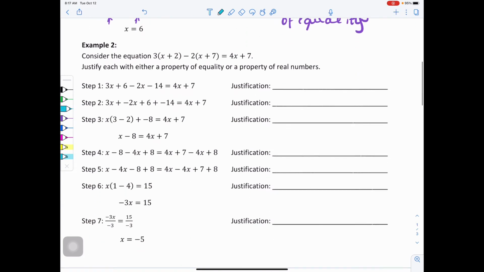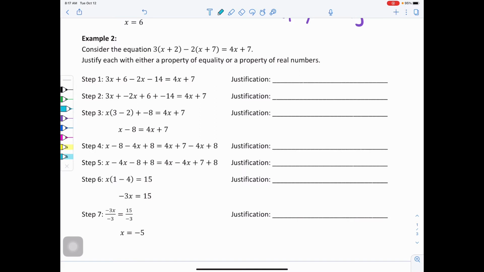Now let's take a look at example 2. We're starting with this equation that you see here at the top. Very involved. I see parentheses in there. Definitely some like terms that will probably be combined eventually. So we're going to look through our steps and justify each step. So if I look at the original compared to step 1 now, I see that the 3 has been distributed to the x plus 2 to get 3x plus 6. And also the negative 2 was multiplied by x plus 7 to get negative 2x minus 14. So this justification is the distributive property.